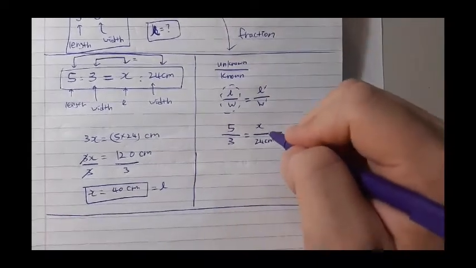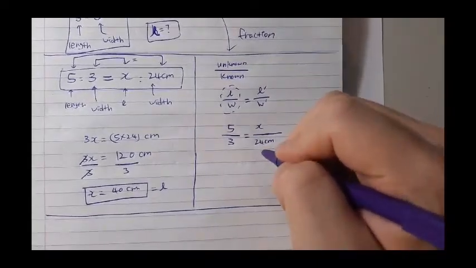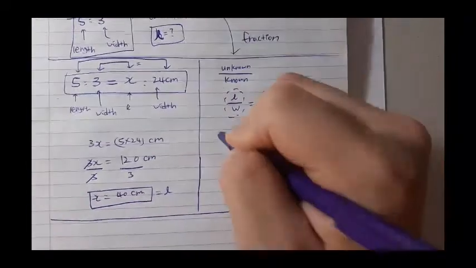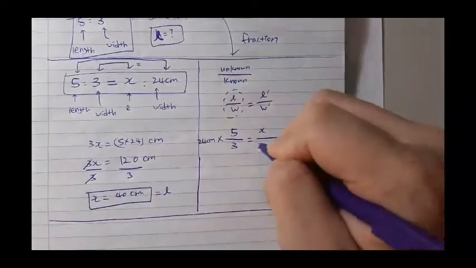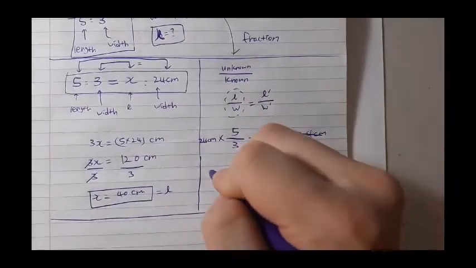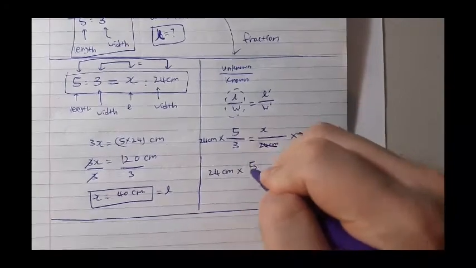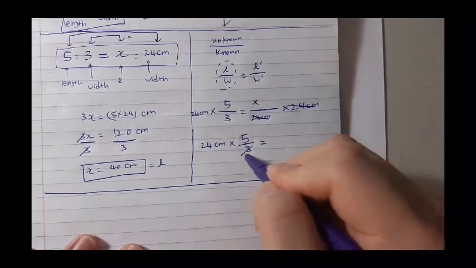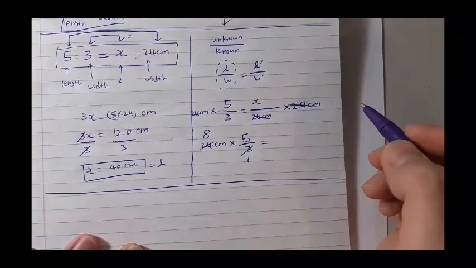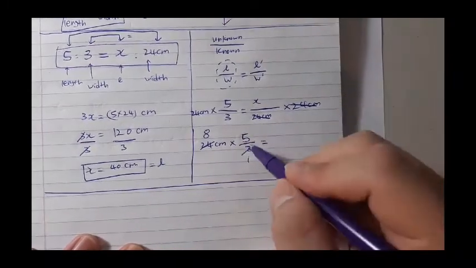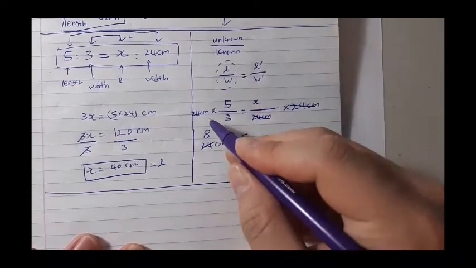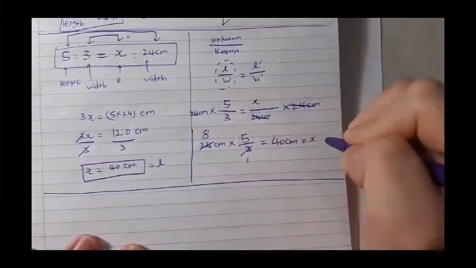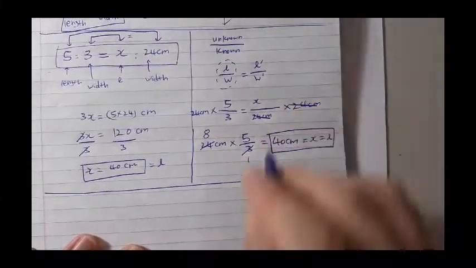Now, the opposite operation of x over 24 is what I need to do. These two are divided together, so the opposite of division is multiplication. So long story short, 24 centimeters times 5 over 3 is equal to my x. 3 and 24 cross cancel. You can simplify these because they have common factor 3. So 3 divided by 3 is 1. 24 divided by 3 is 8. Now 8 times 5 is equal to 40 centimeters. And that is my answer.